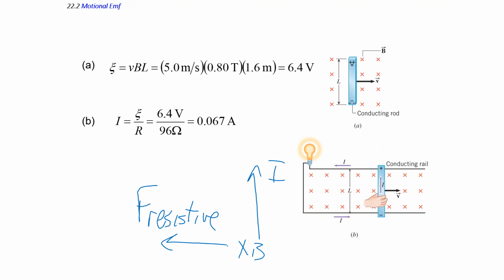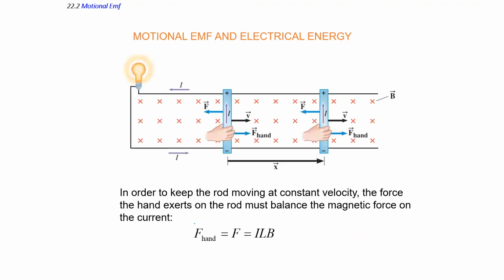All right. So I think that's the next slide. You have to provide the energy moving the bar. So you have to provide a force that balances the magnetic force on the current. That's where the energy comes from. It's not free in any sense.